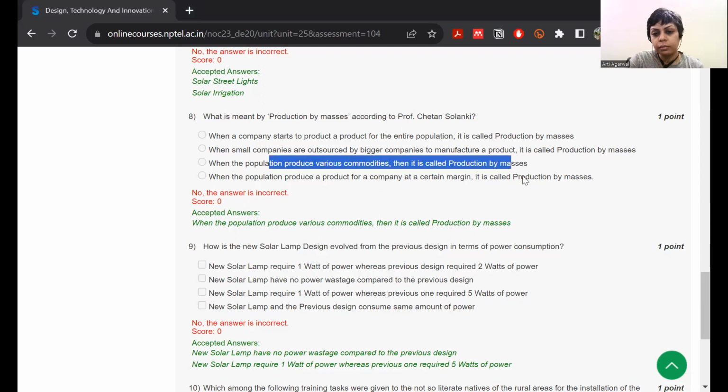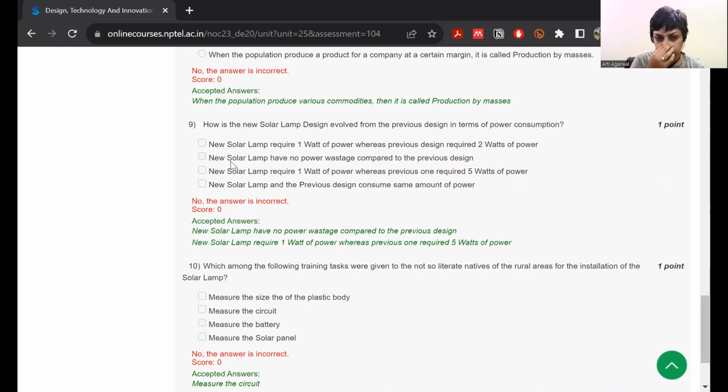But that is the meaning he's using it in, that's the context he's using. Question number 9, how is the new solar lamp design evolved from the previous design in terms of power conversion?